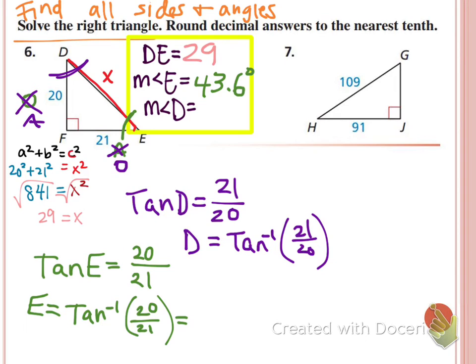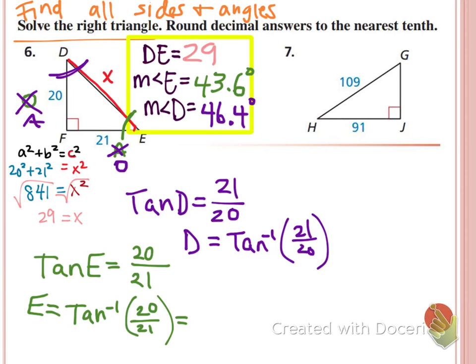I just can't hear you. Correct. Degrees. So now you could use the 180 to check yourself. What is 43.6 plus 46.4? Don't overthink it. It's 90. 90 plus the right angle, 90, makes 180. So these two should always add up to 90.